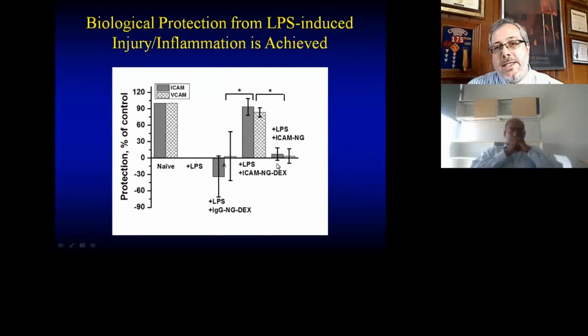And this is a result that simply shows, if we just focus on the comparison here, what we have found is that in the lungs of those animals that received not only the lipopolysaccharide, but also our lysozyme dextran nanogels, targeted with an anti-ICAM antibody and containing dexamethasone in essentially a homeopathic dose, the expression of ICAM and VCAM in the lung is normal. And so nearly perfect protection has been achieved for these animals.